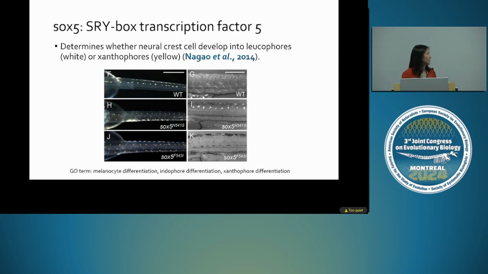One of them is SOX5, and this is a transcription factor which is responsible for determining whether pigment cells develop into leucophores, which are white chromatophores, or xanthophores, which are yellow chromatophores. And the picture below is showing a study that was done on Medaka, and the loss of SOX5 causes an excessive formation of leucophores and a total absence of xanthophores.